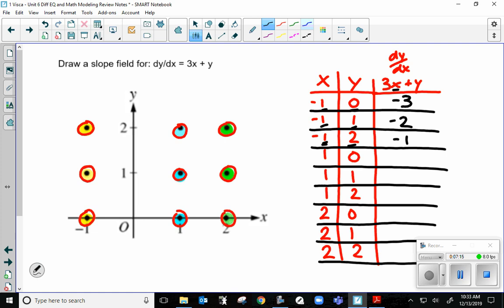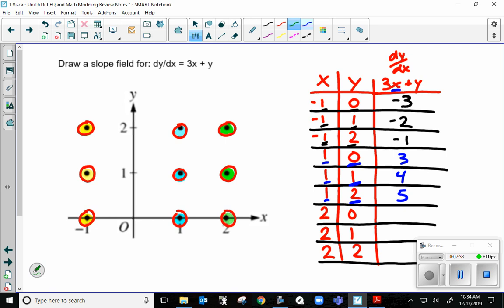Now, I need to put an x value in of 1. Anytime I multiply 3 times 1, I'm going to get 3, and I need to add the y value. So 3 plus 0 is 3. 3 plus 1 is 4. 3 plus 2 is 5. All right? Now we'll do the last set of coordinates.